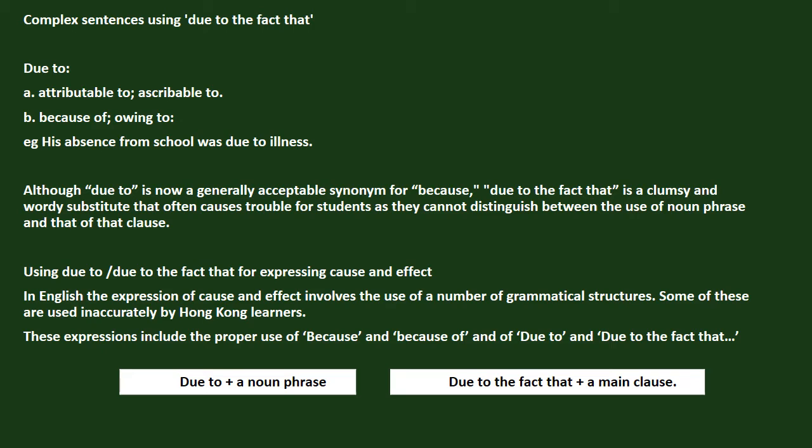In English, the expression of cause and effect involves the use of a number of grammatical structures. Some of these are used inaccurately by Hong Kong learners. These expressions include the proper use of because, and because of, and of due to, and due to the fact that. It is important to separate the difference when due to is used in a sentence with a noun phrase or when it's used in a sentence before a main clause.